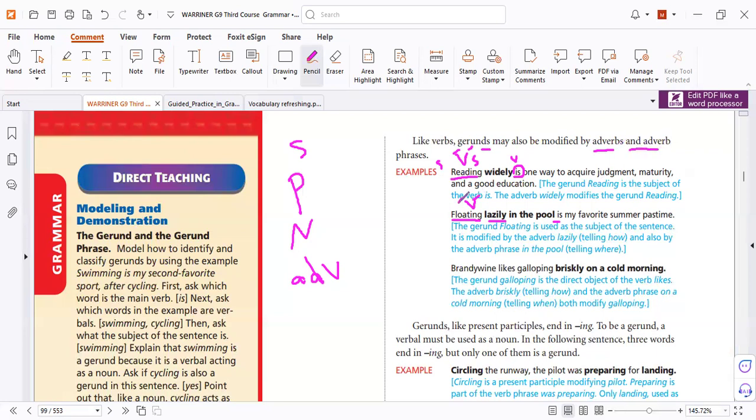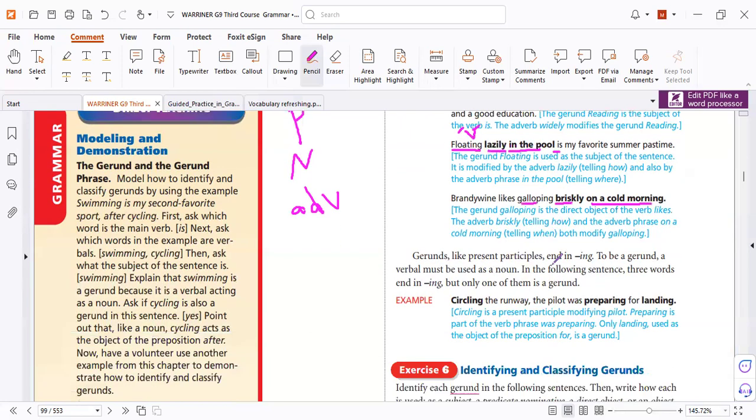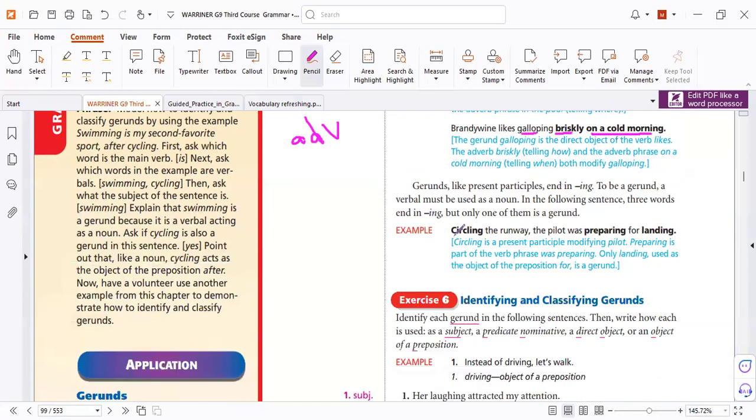Because it's already verb plus ing, it could be followed by an adverb and a preposition like that. No problem. Galloping, how? Briskly. Where? On. When? So it's so easy.